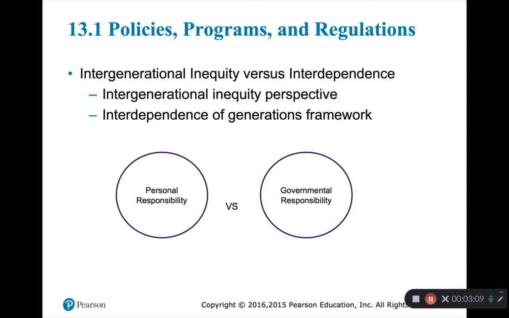Some groups have formed to argue their side of the debate. The intergenerational inequity perspective believes that government support for older adults is done at the expense of our younger generation. They feel that the money spent on older adults should be used for child welfare and school. In contrast, the interdependence of generations framework believes that younger and older people both support one another during life. They believe that policies aimed at older adults can provide indirect benefits to younger people.